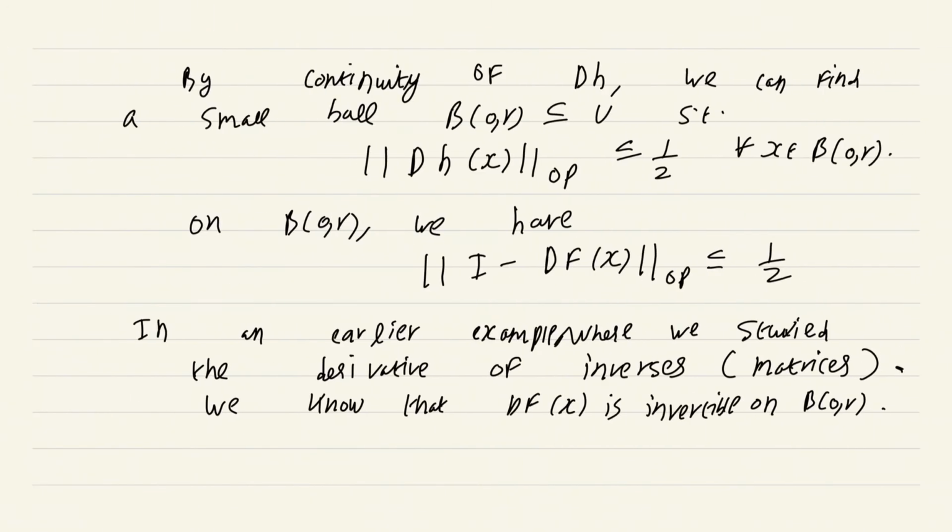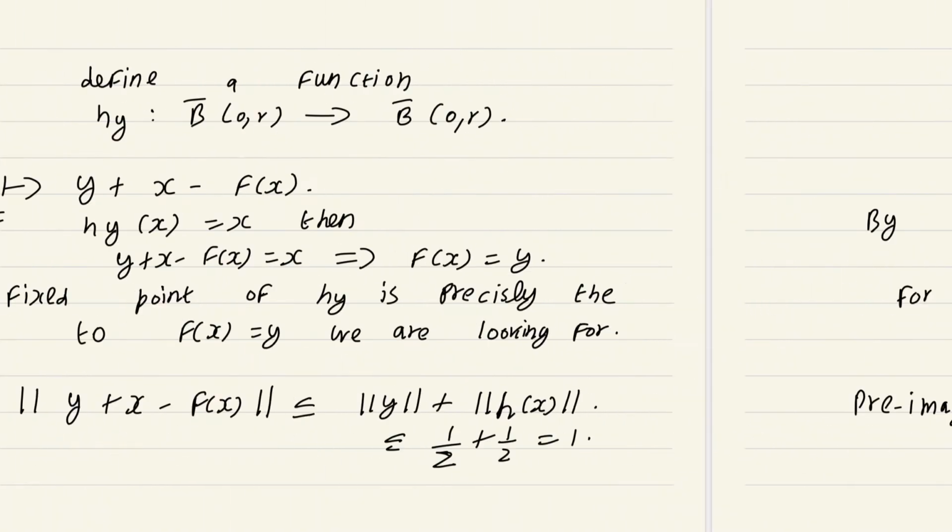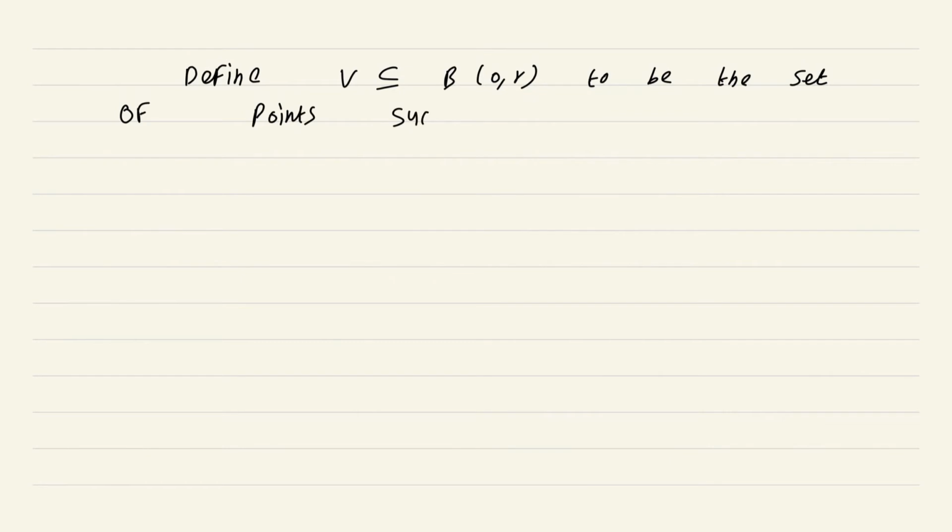We are going to use this fact that f has solutions in B0R by 2 closure to manufacture our V. So define V, a subset of B0R, to be the set of points, let's say x, such that f of x is an element of B0R by 2.